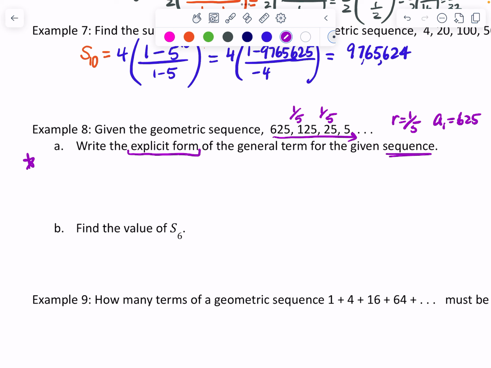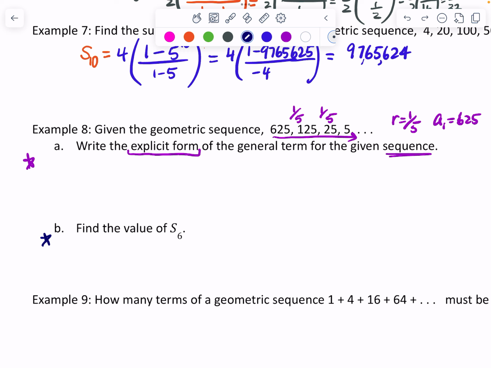This, if you notice, is only focused on the sequence. It's from the last unit, from the last lesson. If you look at B though, this one's asking for the sum of the first 6 terms. Then this is today's lesson, which is this sum, or the series.